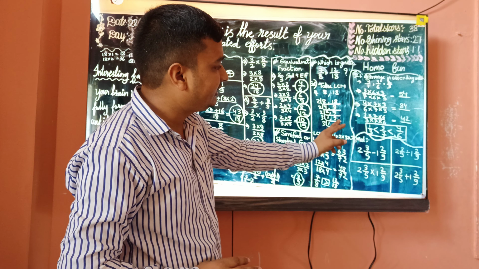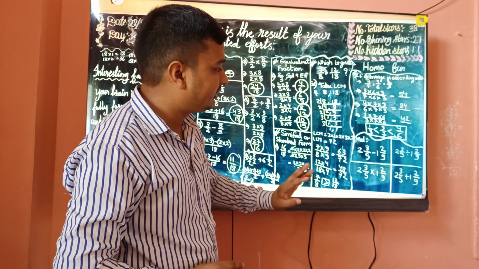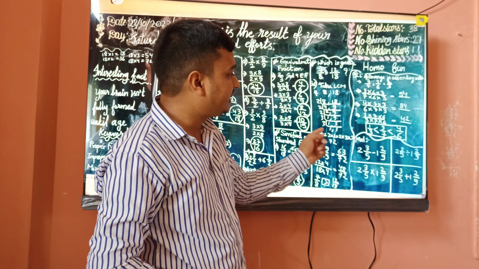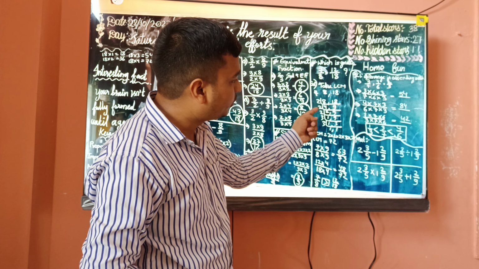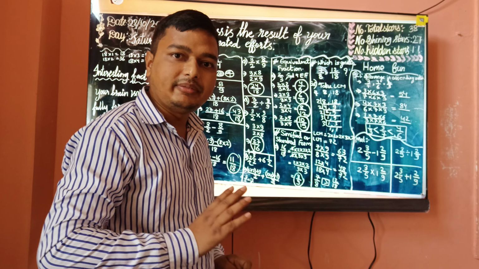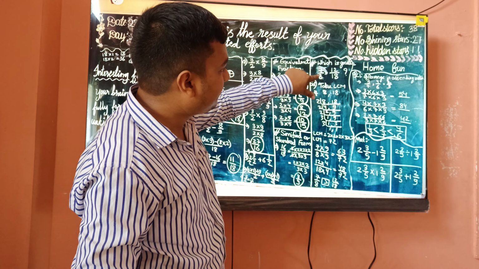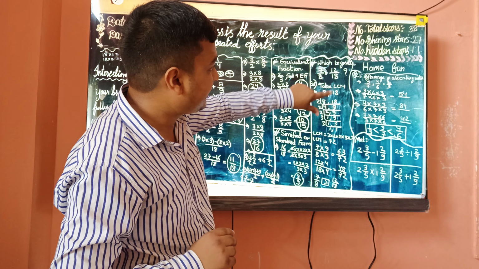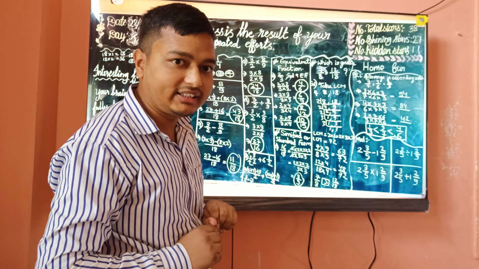Now after 3 1s are 3, 3 3s are 9, 3 1s are 3, 3 1s are 3. Now after that, for the LCM, I will multiply 2 into 2 into 2, 2 into 3 into 3. Now I multiply these numbers, the LCM, how much did I get? 72. Now what will I write? 7 by 8, I will write first. Second, 12 by 18, I will write second.